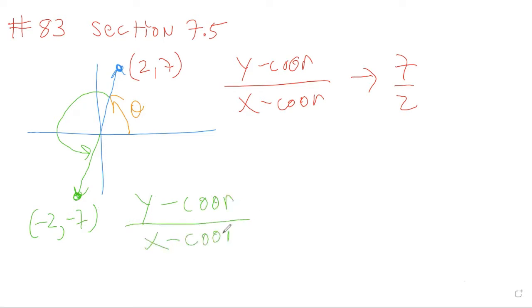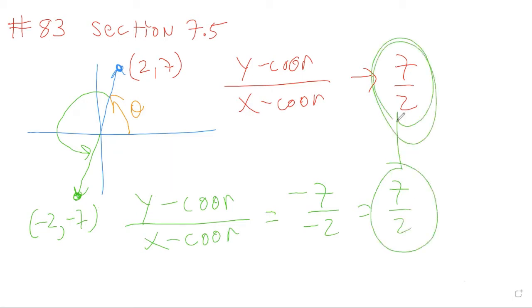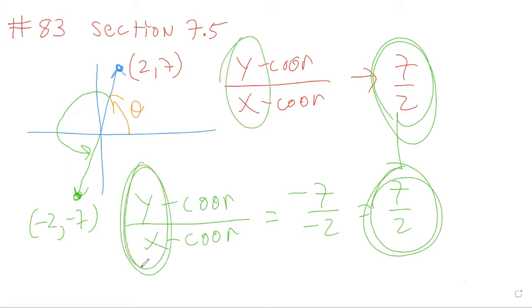And now what I want to do again is I want to divide the y by the x coordinate. So I'd get -7 over -2, but the negative divided by the negative is positive. And notice that these are equal. And the reason that I wanted to go y divided by x is because we remember in class that tangent of theta on the unit circle is y divided by x.